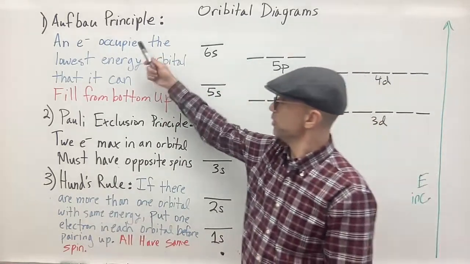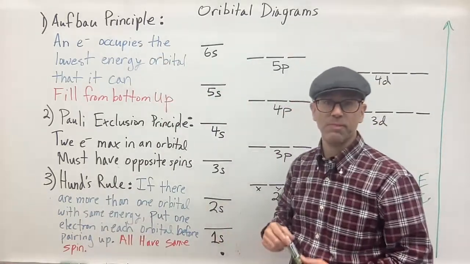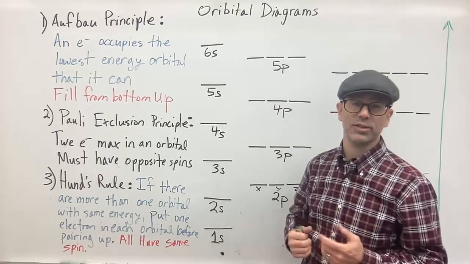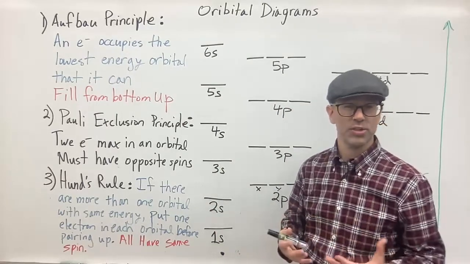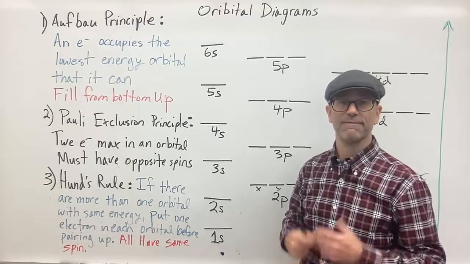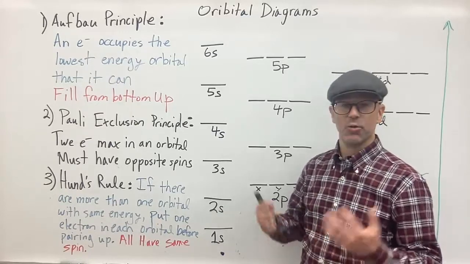So first is the Aufbau principle. The Aufbau principle basically says an electron occupies the lowest energy orbital that it can first. So it's going to reach the lowest energy.